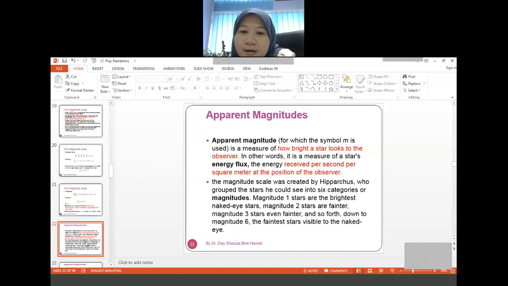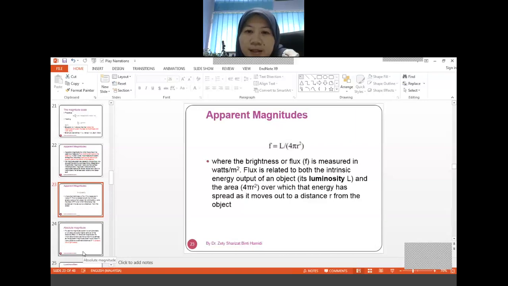And based on Hipparchus, who created 6 categories, he put magnitude 1 as the brightest ones, which are visible to the naked eye. Magnitude 2 are the next brightest naked eye stars, and then magnitude 3 are even fainter, and so on. So we can see that when the magnitude value is higher, it is a fainter object.